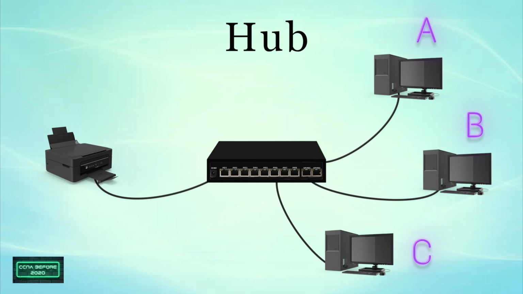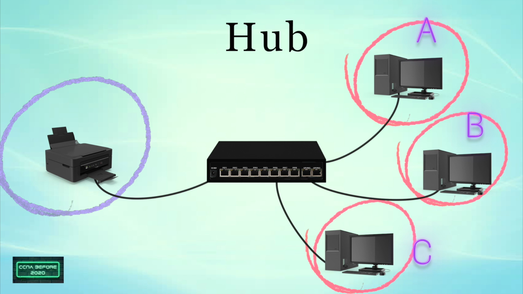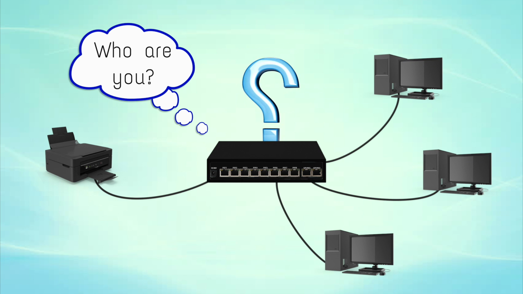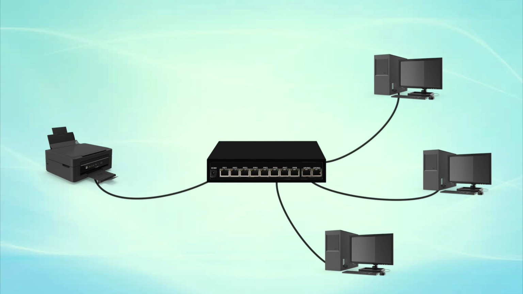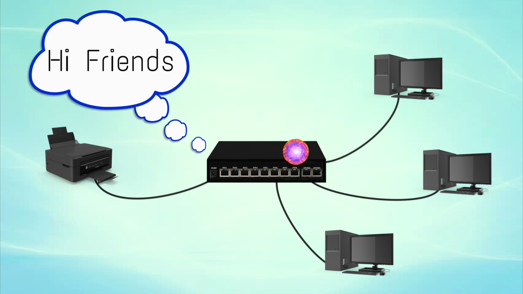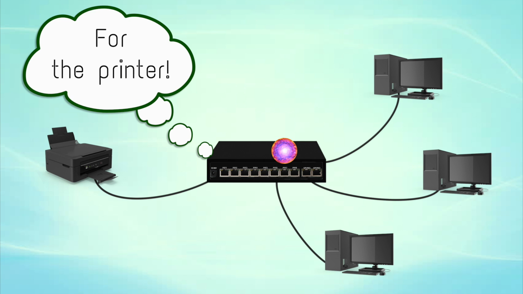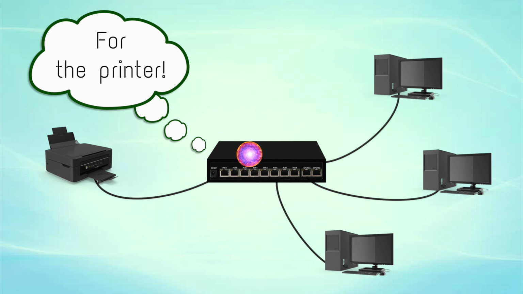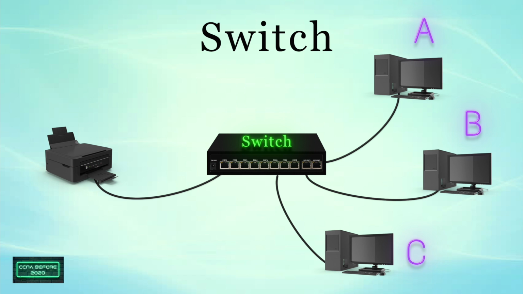The hub doesn't know that these are computers and this is a printer, and is not able to differentiate which packet is intended for which device. This network would be far more efficient if we had a device that could recognize the intended destination of a packet and send it only to that destination. This device is called a switch.